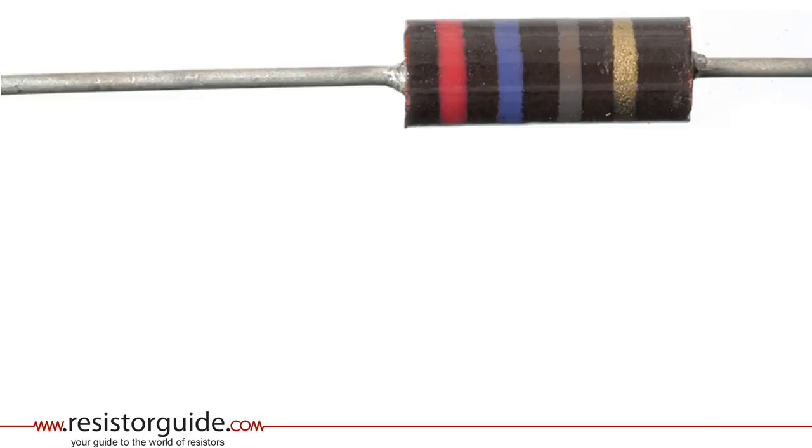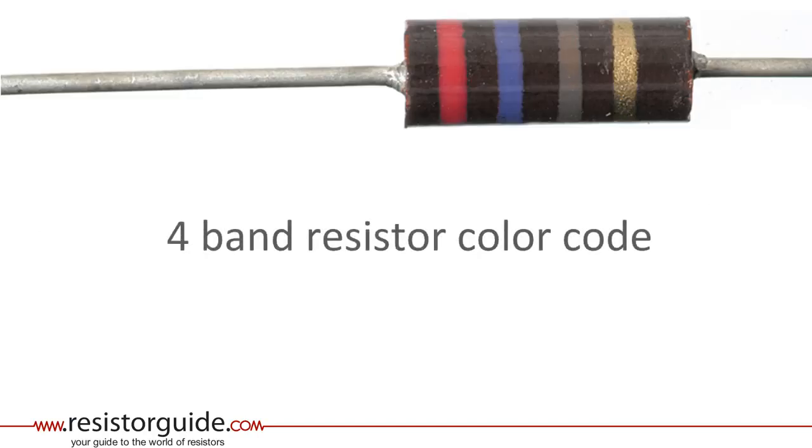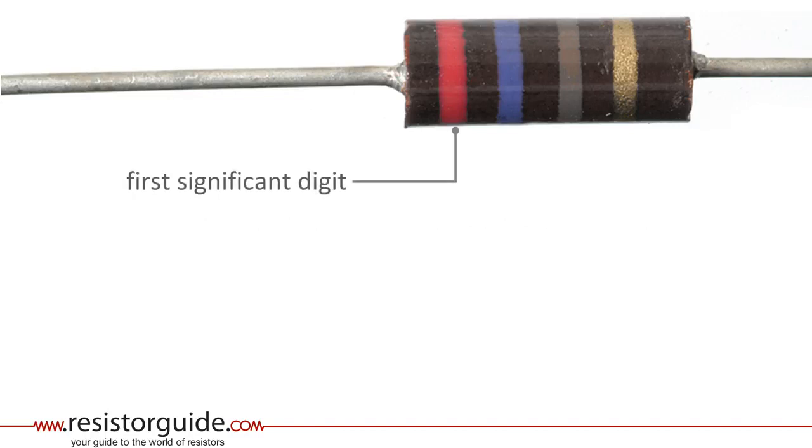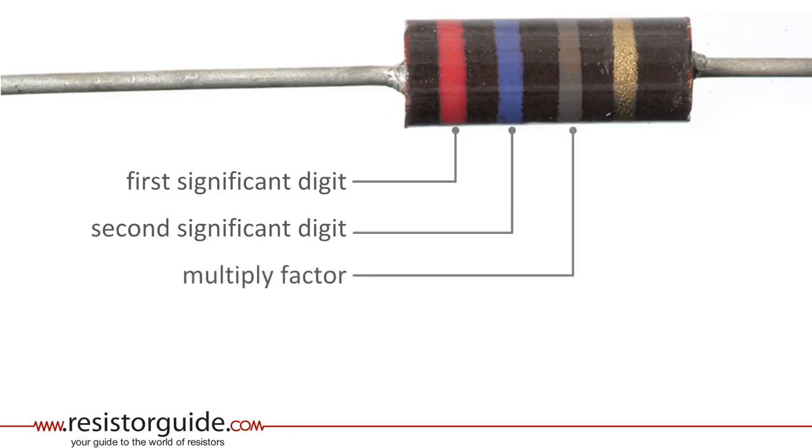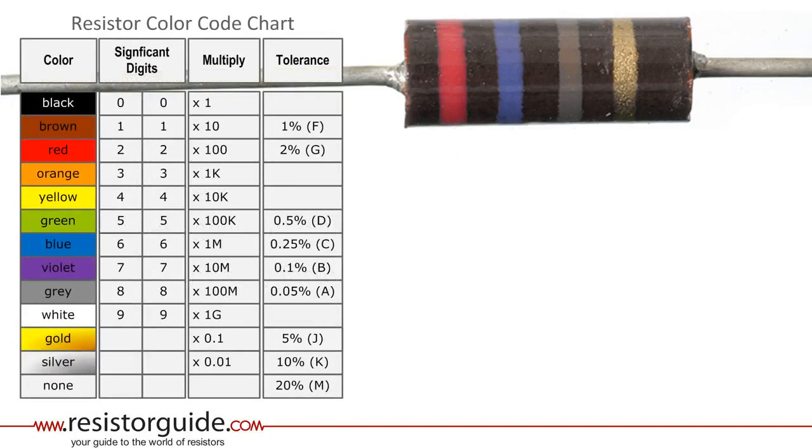This resistor is a carbon composition resistor with 4 color bands. The first band gives the first digit of the resistance value. The second band gives the second digit. The third band indicates a multiplication factor, and the fourth band gives away the tolerance of the resistor. You can try to memorize the meaning of each band and color, but you can also use the resistor color code chart to decipher the code. At resistorguide.com you can even find an automatic calculator to decipher the code for you.